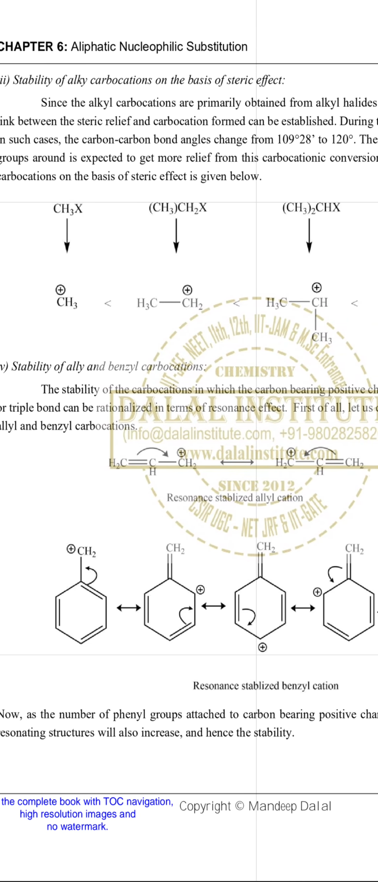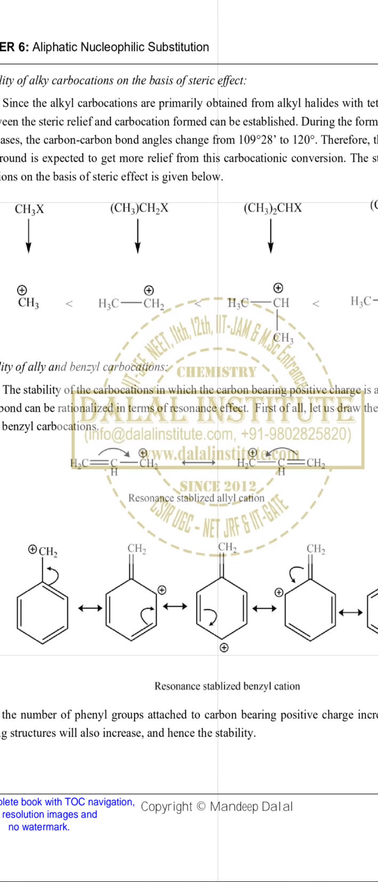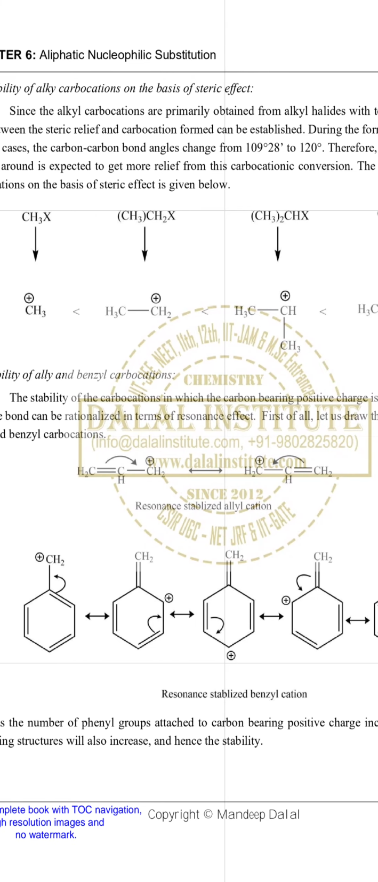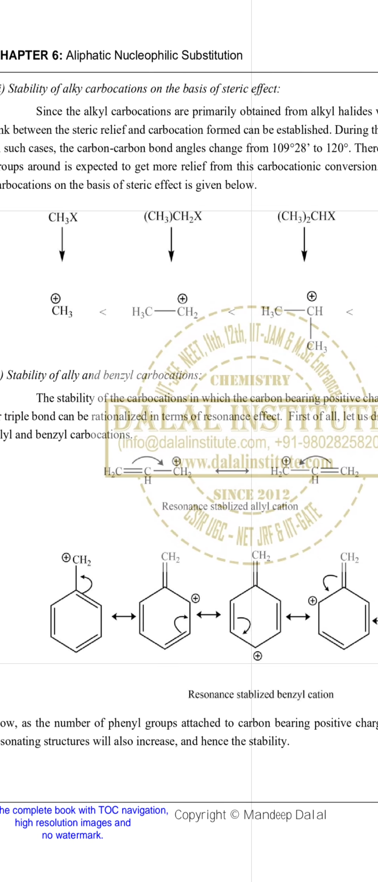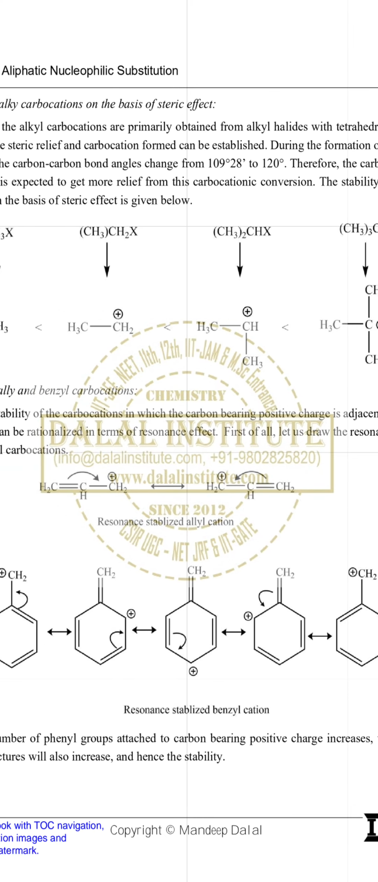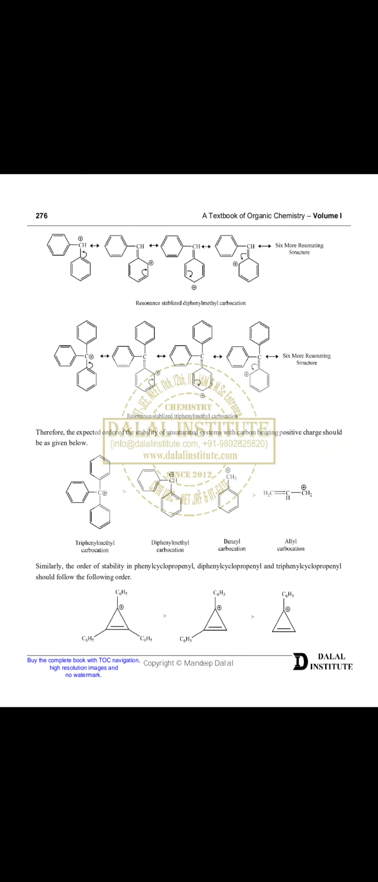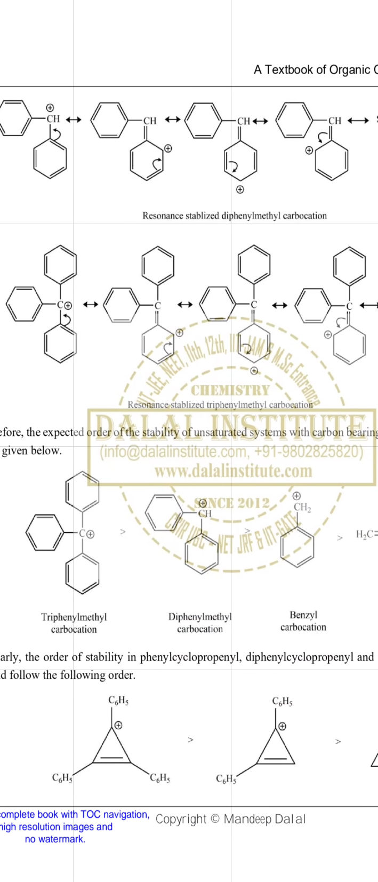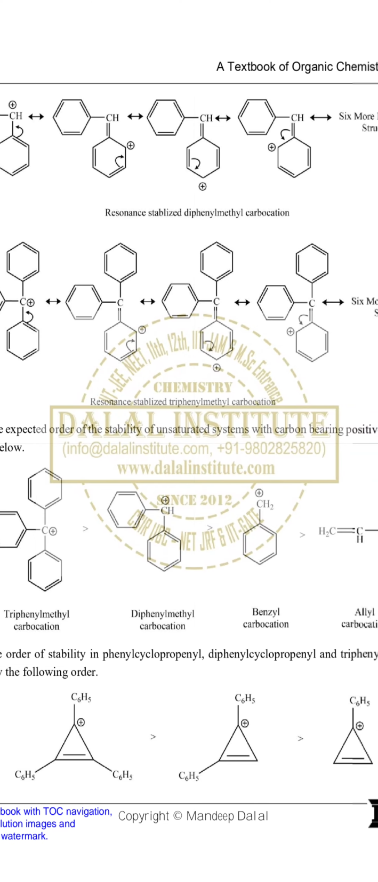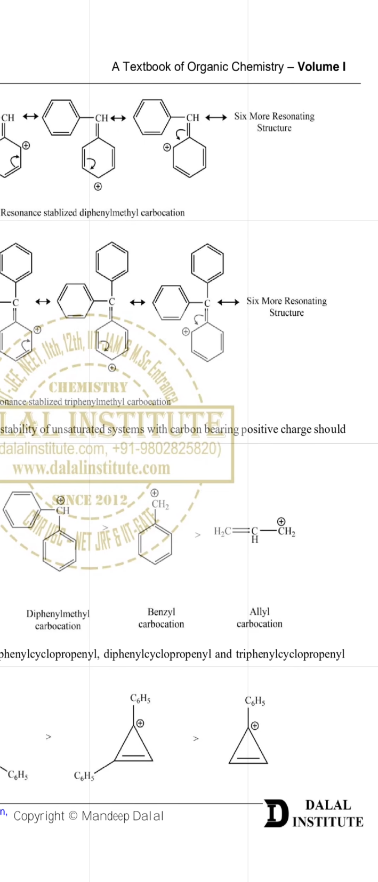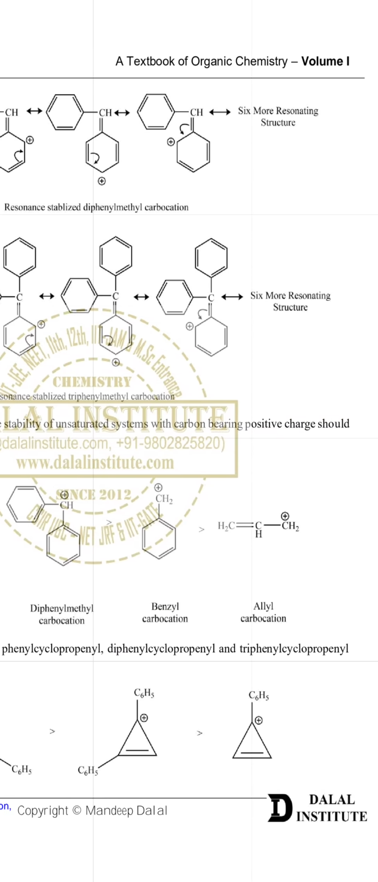Now, stability of allyl and benzyl carbocation. You know the stability of carbocation in which the carbon bearing positive charge is adjacent to a double or triple bond can be rationalized in terms of resonance effect. First of all, let us draw the resonating structures of allyl and benzyl carbocation. You can see this is the allyl and this is the benzyl resonating structure. You all know this. Now you have the resonance stabilization of diphenyl carbocation and triphenyl carbocation. Now you can see the triphenyl carbocation is more stable than diphenyl carbocation, then benzyl carbocation, then allyl carbocation. Now another sequence, if you have such type of carbocation, this one is more stable than this one and then this one.